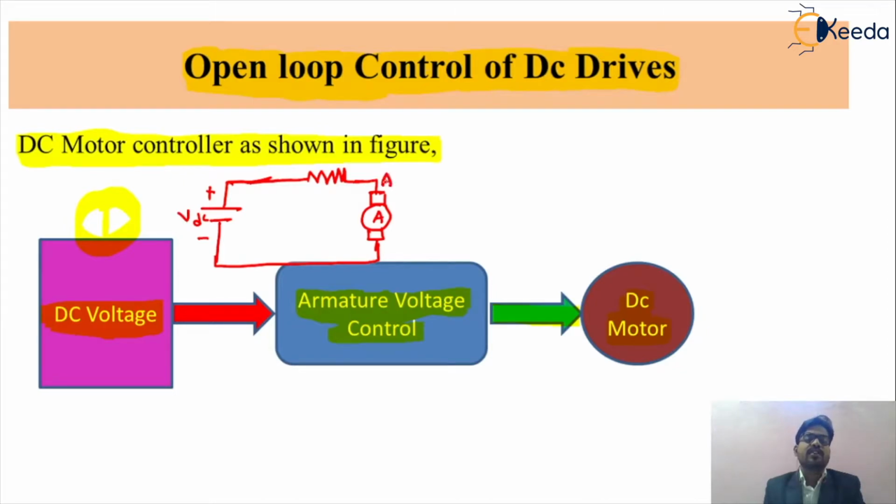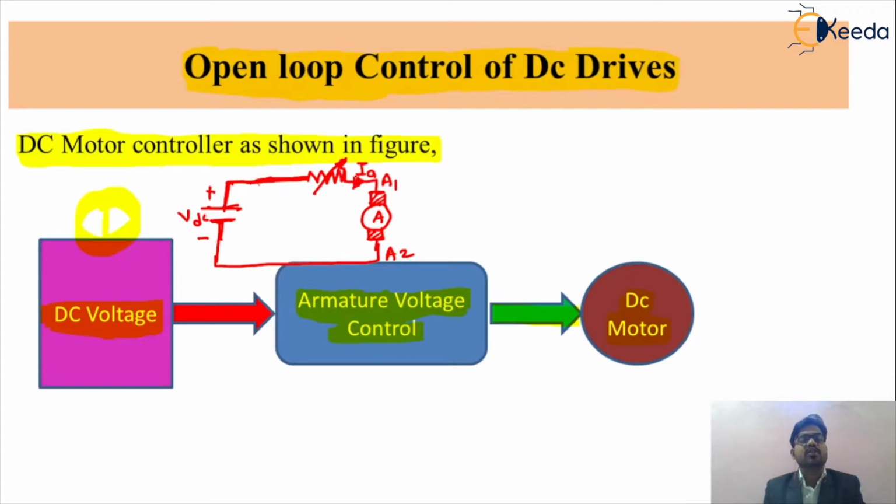These are the terminals of your armature, A1 and A2. These are the carbon brushes. And this will be the current flowing from your armature circuit. While we are changing the value of the resistance in that particular circuit, which is called the armature resistance, we can change the value of your current.